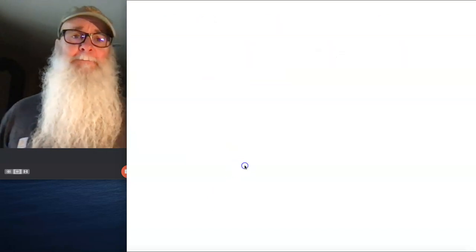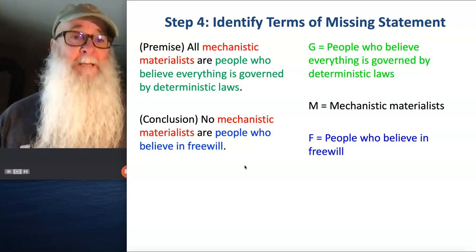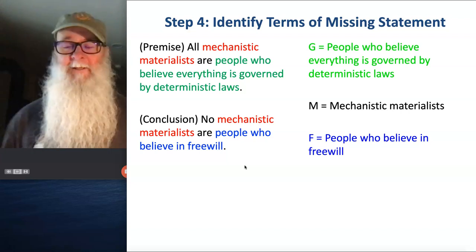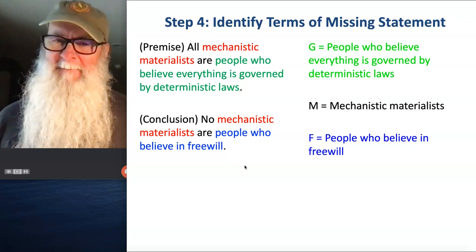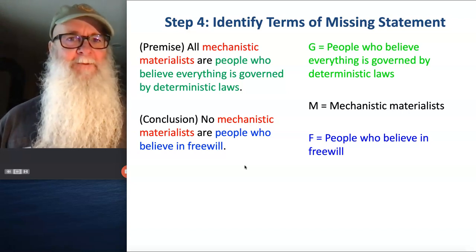So now what we know is that we are looking for a premise statement that involves people who believe everything is governed by deterministic laws and people who believe in free will. But what's this statement going to be? Is it going to be an A statement, an E statement, an I statement, or an O statement?